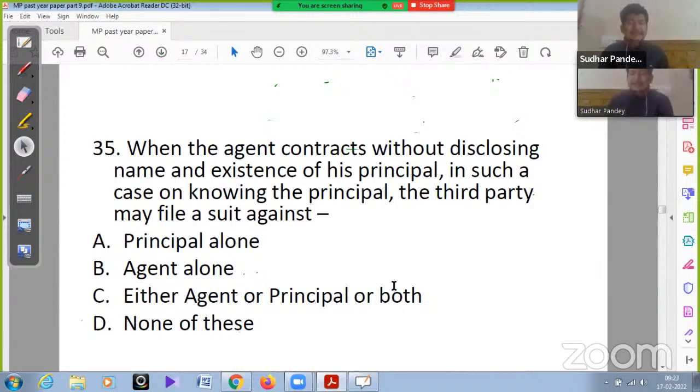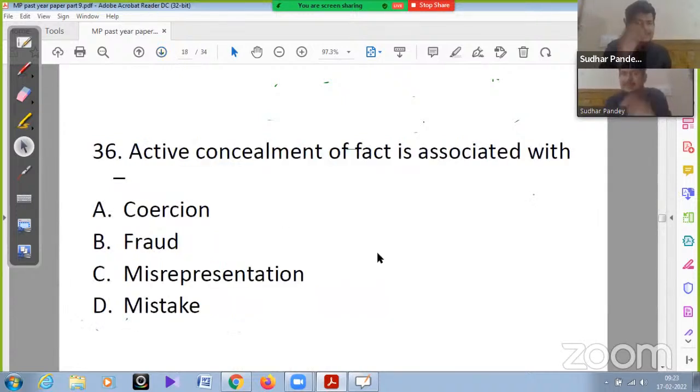Where the agent does not disclose the name. Harshvardhan ji, yes, C is the correct answer for 34. Question 35. When the agent does not disclose the name of the principal, in such case, after knowing the name of the principal, the third party may file a suit against either the agent or the principal or both. So its correct answer will be C for Calcutta. 35 ka correct answer is C.